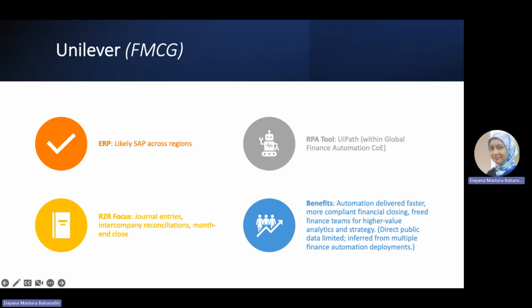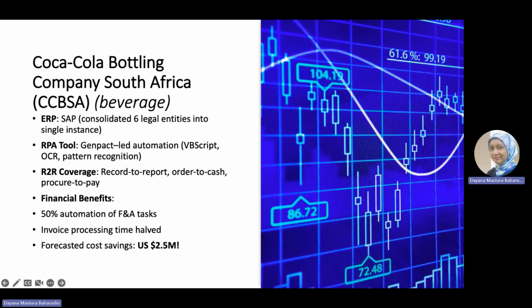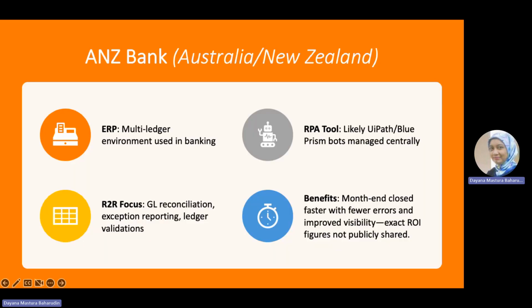Next, Coca-Cola Bottling Company South Africa. The ERP system will be SAP. RPA tool: Genpact-led automation. R2R coverage is record-to-report. Well, R2R is record-to-report, order to cash, procure to pay. This is normal. This is the basics. And the benefits will be 50% automation of FA&A tasks, invoice processing time halved. Well, forecasted cost savings, US$2.5 million. Well, that was the previous data.